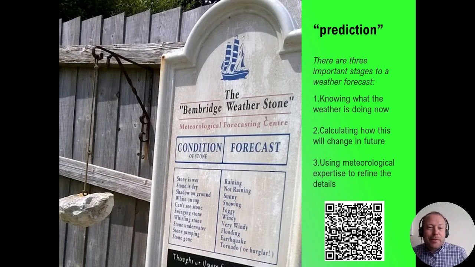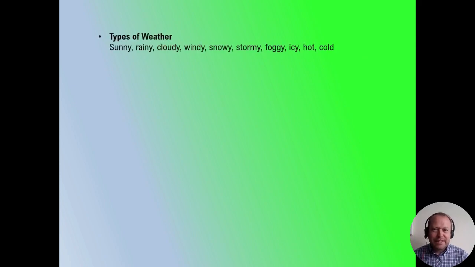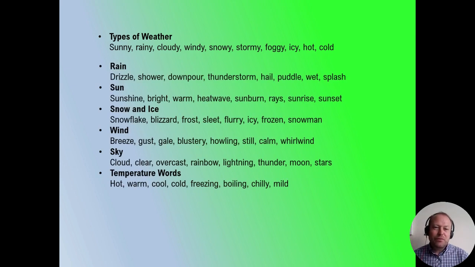So their idea about a weather forecast is, first of all, knowing what the weather is today, now, and then it's all about calculating how this will change in the future. And then it's using the meteorological expertise, and I might use that word with children, certainly older children in Key Stage 2, to refine those details. So it's that meteorological expertise. So we want to build up this expertise in children. So the language involved here is very, very wide and broad. We need to build up this as they move through their years in school.